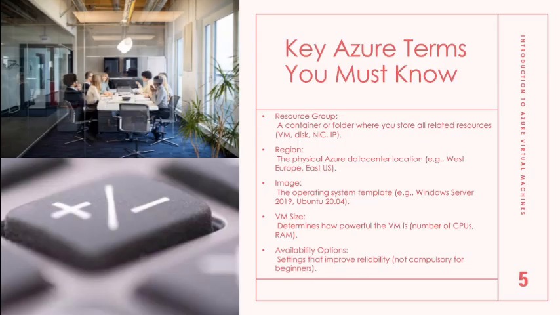This improves latency. Image means the operating system template, whether Windows Server 2019, 2022, Ubuntu, it just depends on the image you're using. So whenever you hear image, it's not talking about a picture, right? It's talking about operating system templates. Your VM size determines how powerful the VM is: the number of cores, number of CPUs, RAM that you want to use. Availability options are settings that improve reliability. I put it here that it's not compulsory for beginners. This is like availability zone. It still has to do with region, but I'll be showing us practically.